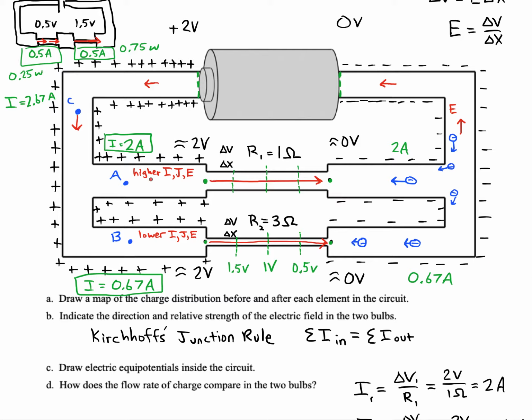So anyway, the answer to this should have been that the field strength here has to be pretty large, almost as big as it is at C, because it's 2 amps there, 2.67 amps here. But the current at B is small, and the field is small there as well. Hope that makes sense.